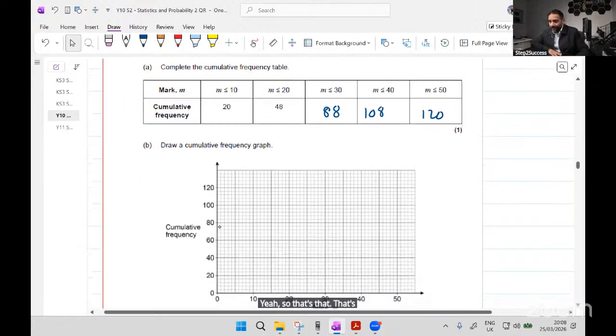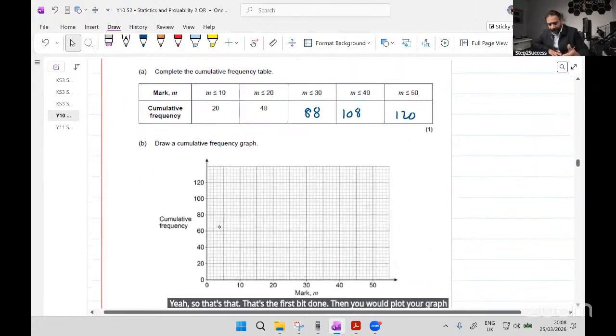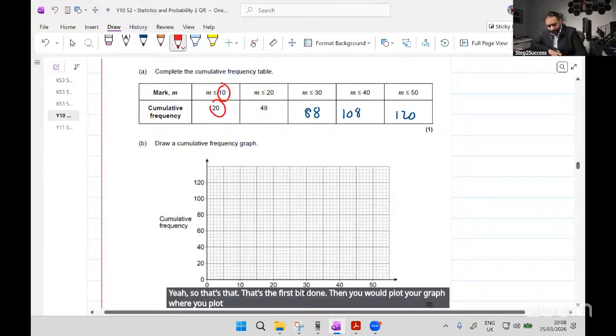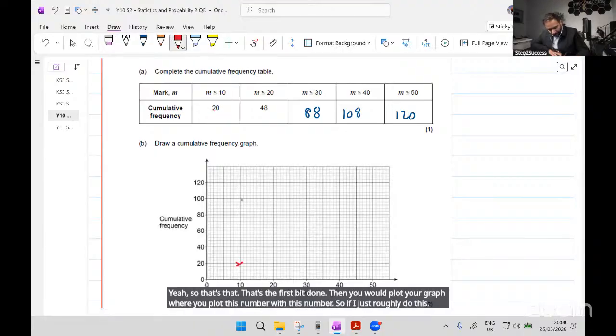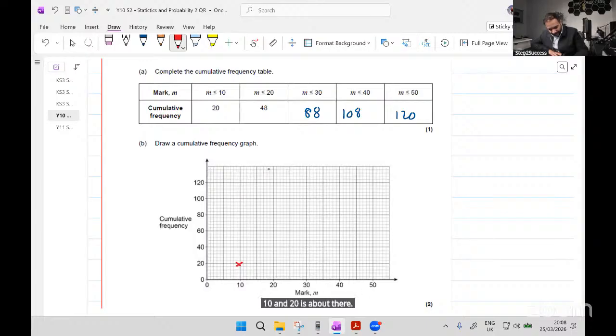That's the first bit done. Then you would plot your graph, where you plot this number with this number. So if I just roughly do this, 10 and 20 is about there, 20 and 48.